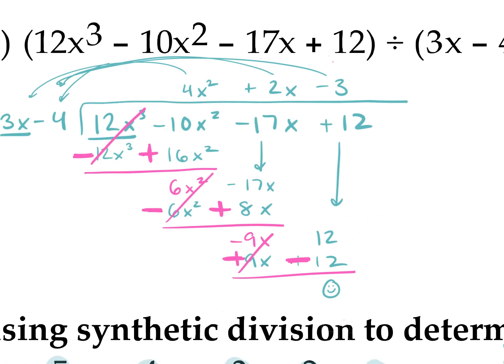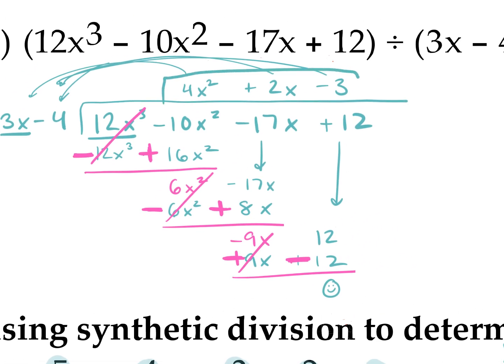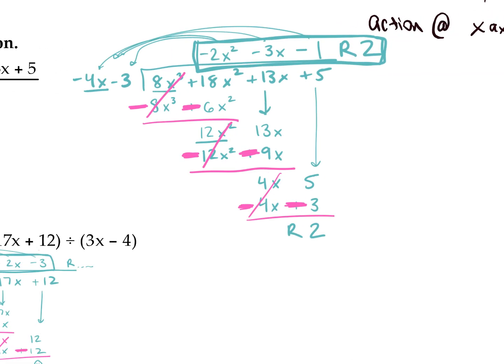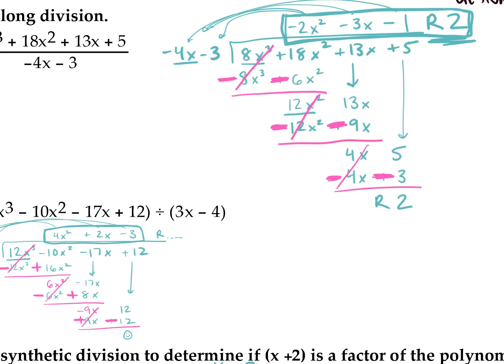So here we have no remainder. Our answer is just what we wrote up top. So 4x squared plus 2x minus 3. If you did have a remainder, you can leave it on the quiz as remainder, whatever your number is. Just, you could put the R. You don't have to write the fraction. So in number 8, we had a remainder. You can just leave it as remainder 2.